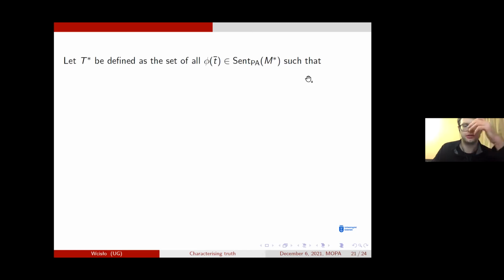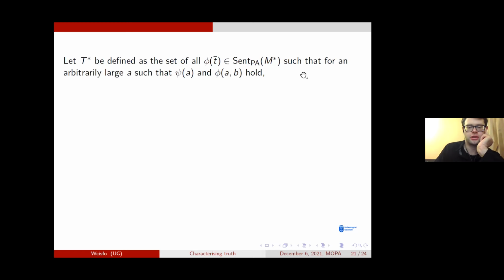So now you can define the T star, as we wanted to do in our naive attempt. You take all the sentences such that for arbitrarily large A, for which psi of A holds, there exists a B for which phi of A B holds. So this B is now our portion of the elementary diagram up to A, and phi is in B. And now this does satisfy UTB minus.